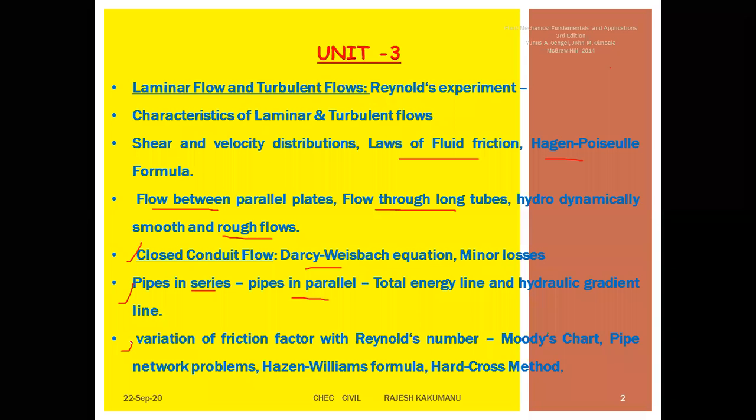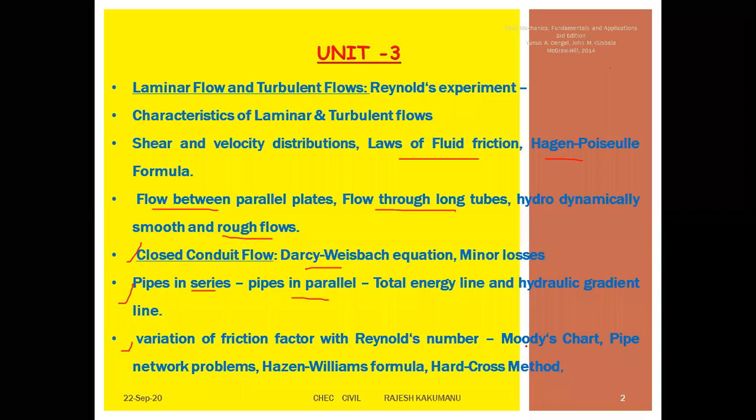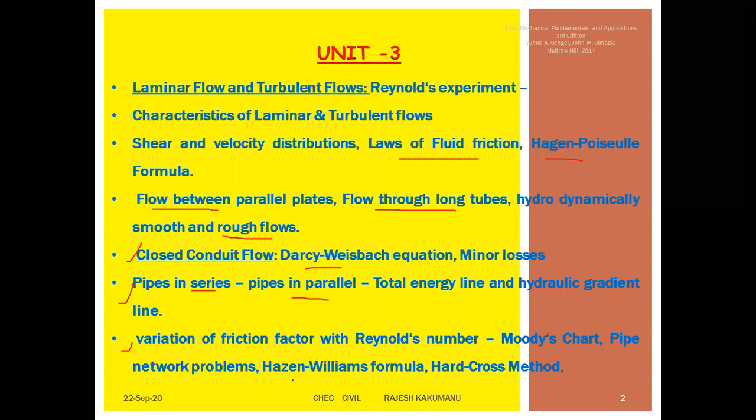Next method is the variation of friction factor with the Reynolds number, given by different scientists, like Moody's chart, the pipe network problems, Hazen-Williams formula, and Hardy Cross method. Like this, we have various types of methods to be discussed with the Reynolds number, along with pipes in closed conduits, right?